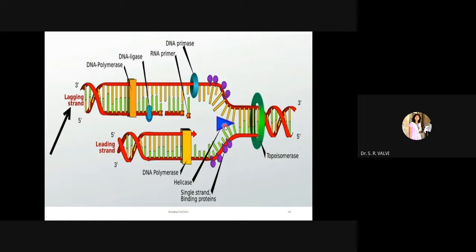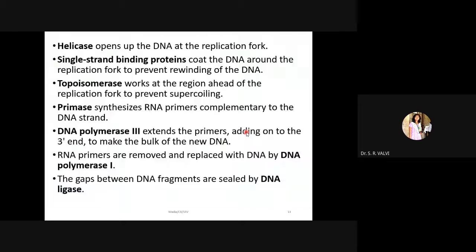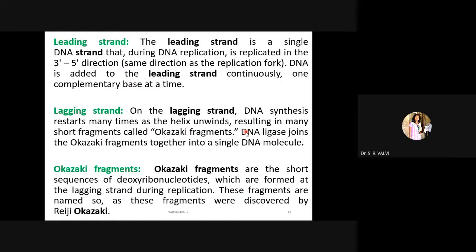Now see, this is the helicase. Then these are the single strand binding proteins which bind to this DNA. Then this is the topoisomerase. Then see, this is the DNA primase. Then these are the RNA primers which are added by this primase enzyme. Then DNA ligase joins these Okazaki fragments, right? So likewise, these are the positions of the different enzymes which I discussed earlier in the previous slide. Now I have written here in this slide the function of each of these enzymes.